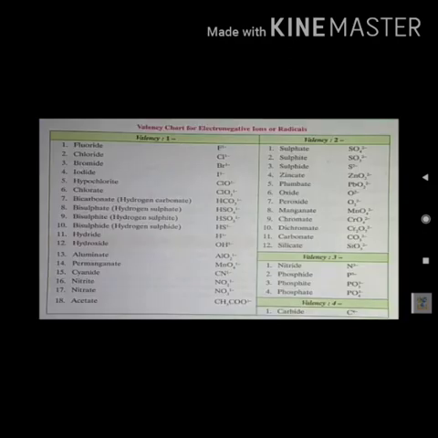The same way, electronegative ions are also given here, like fluoride, chloride, bromide, iodide, hypochlorite, chlorate. Well, learn all these valency charts by heart, especially the one given on page number 49, right? So that we can easily write the chemical formula.